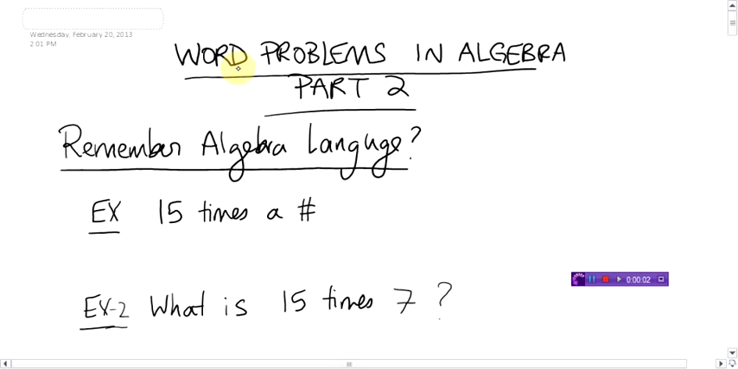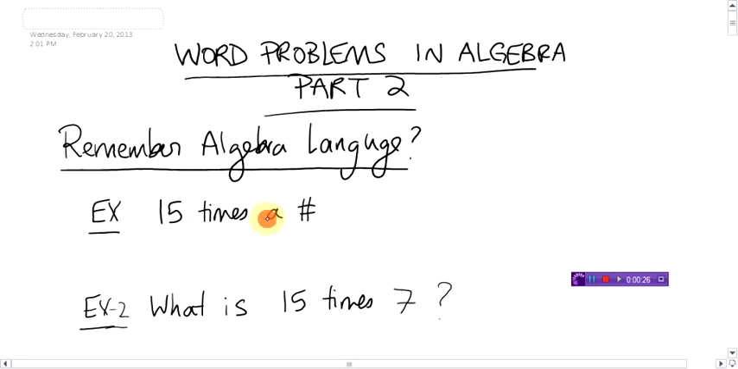Okay, today's topic, continuing on from last day, is looking at word problems in Algebra Part 2. This is where we're taking algebra language, translating it into an equation, and then we can do the algebra on it to figure out what the answer is. So let's just take a little trip down memory lane and remember what algebra language is all about.